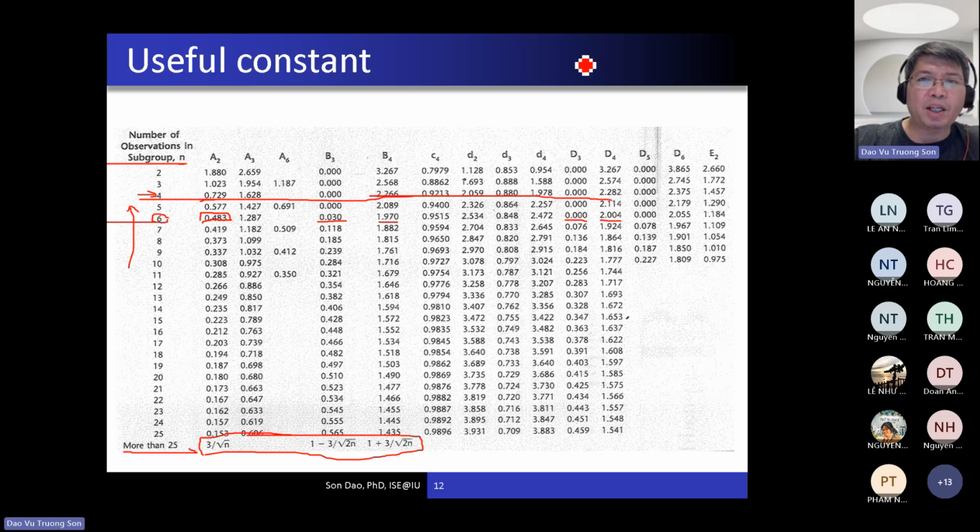And I highly recommend that you print this table in large format so that you can check easily. Remember, this one is easy, but you have to be very careful because there are a lot of constants. You have to be sure that you choose the correct one.